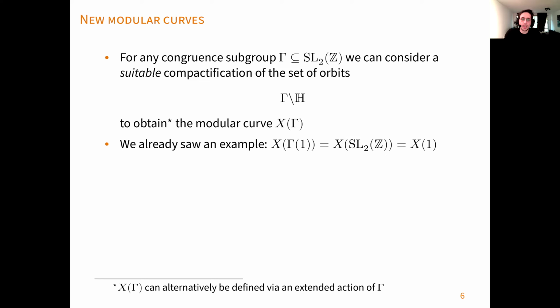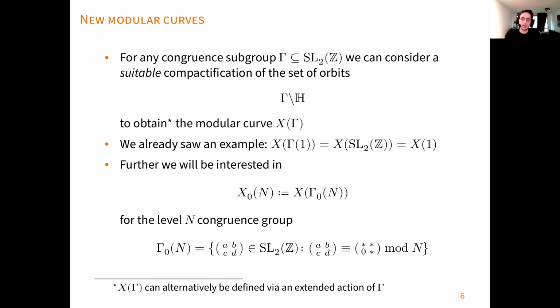The other main modular curve that will be of interest to us is the curve X_0(n), and this is the curve given by the group Γ_0(n), unsurprisingly. And this subgroup, this level n congruence group, is defined by all the matrices in SL2(Z) such that reducing them entry-wise modulo n gives us an upper triangular matrix. So where the bottom left entry is congruent to 0 modulo n. So this is a level n subgroup.